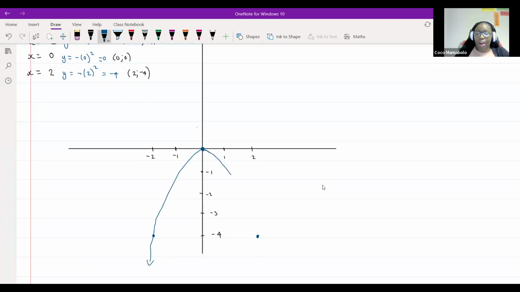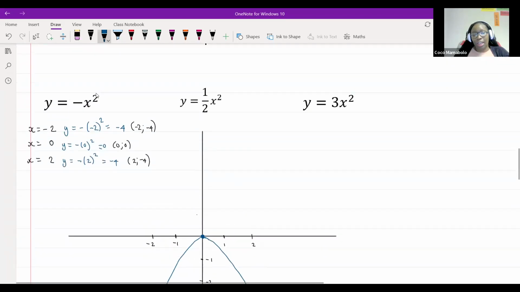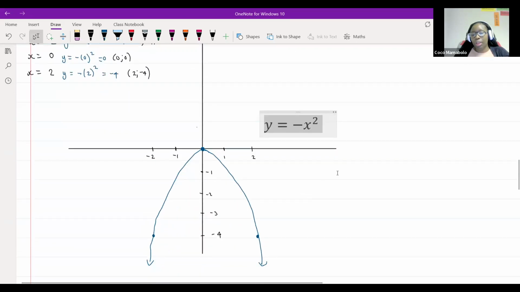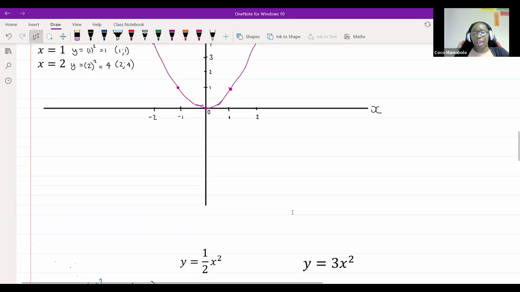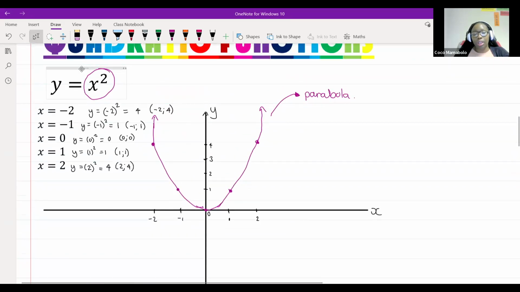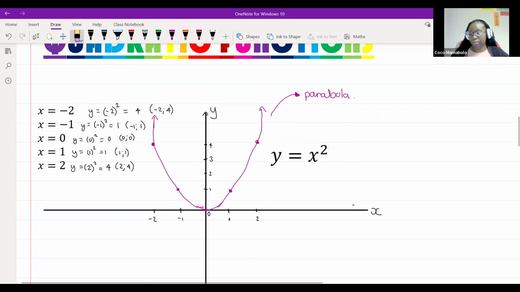All right, now I want us to do a quick comparison, right? And I want you guys to tell me the difference. Okay, this graph in blue is the graph of y is equal to negative x squared. And this graph in purple is the graph of y is equal to x squared. What do we notice is the difference here? What are we looking at that is different?